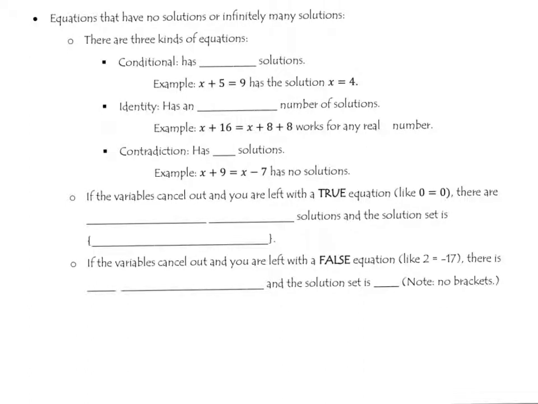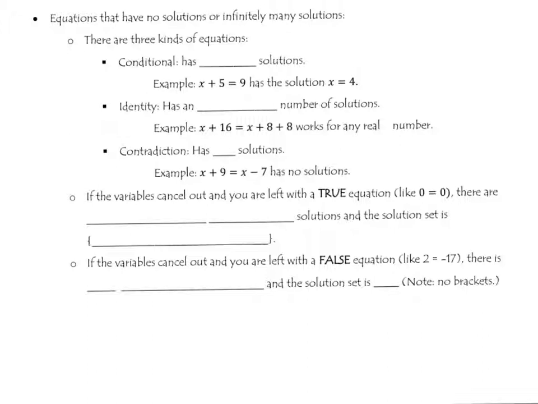Some equations have no solutions, and some equations have an infinite number of solutions. When it has no solution, that means there is no value you can find to plug in for the variable that will make the equation true. When there are infinite solutions, that means any number you plug in for the variable will make the equation true.